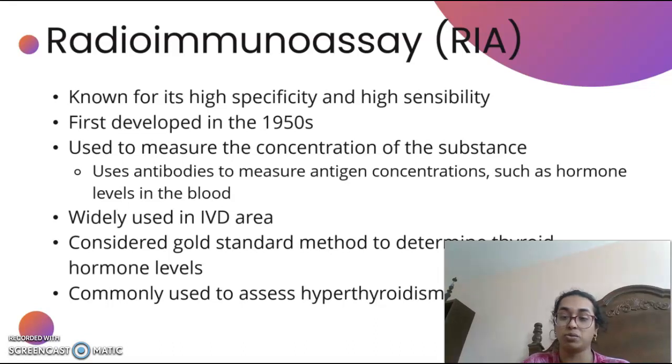And in terms of how it works, AB or AG is labeled with a radioactive isotope, which can be used to detect minute amounts of a corresponding AG or AB. And it then compares the amount of radioactivity before and after the incubation period within a known labeled AB or AG.